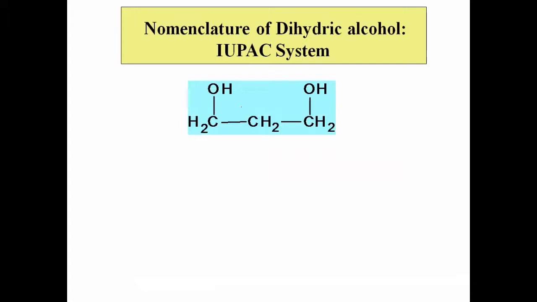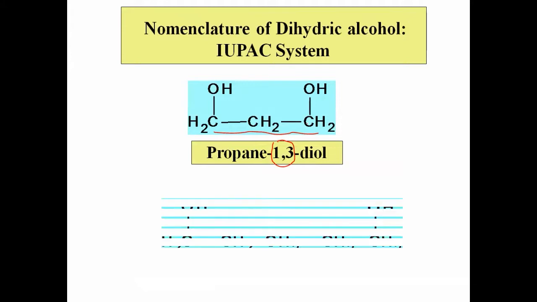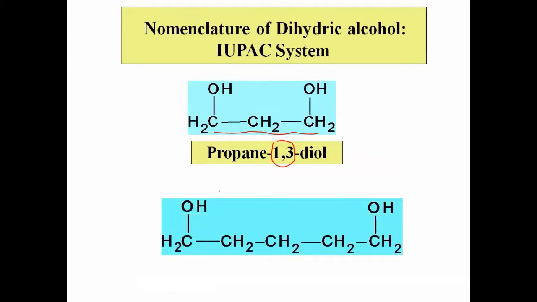पुढचं काही एक्झाम्पल मी या ठिकाणी दाखवतो. Here also, this is the longest carbon chain. How many carbons are there? 3 carbon. Therefore, propane 1,3-diol. 1 and 3, these are the positions of OH group. म्हणून याला आपण 1,3-diol असं म्हटलेलं आहे. Propane 1,3-diol.